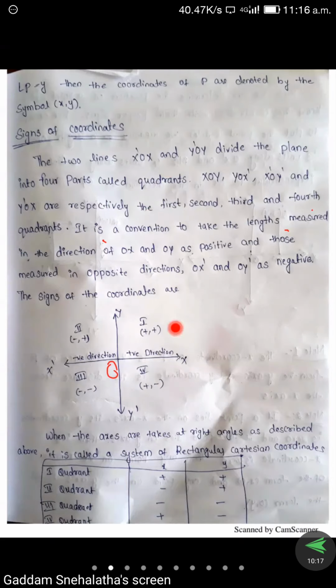So first part is what? Here X, O, Y. First part is XOY. And second part is X dash, O, Y or Y, O, X dash. This is second part. And third part is X dash, O, Y dash. And fourth part is what? Y dash, O, X. So these are respectively the first, second, third and fourth quadrants.